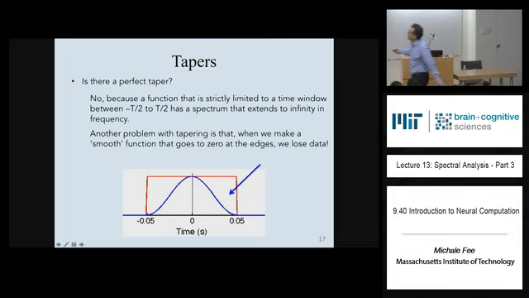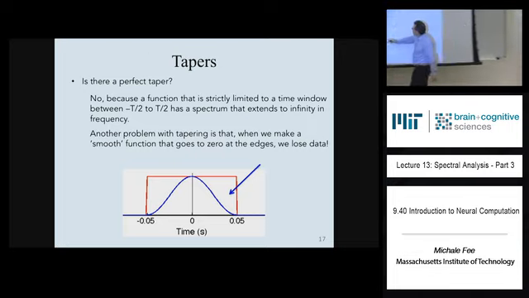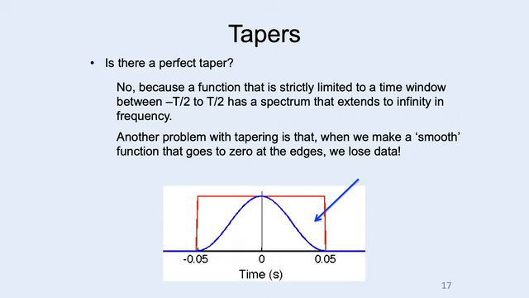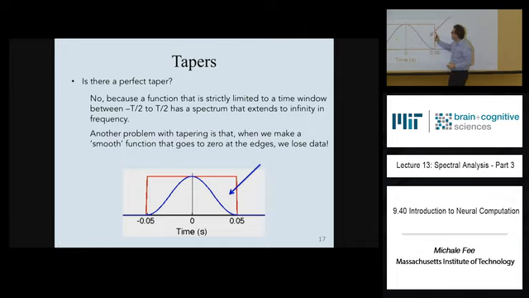The other problem is that when we taper a signal, we're throwing away data at the edges. If you take a square window and keep all the data within it, you've got all the data in that window. But as soon as you taper it, you're throwing away stuff at the edges. You taper it to make it smooth and improve the spectral estimate, but you're throwing away data.